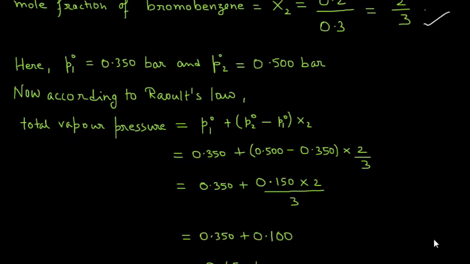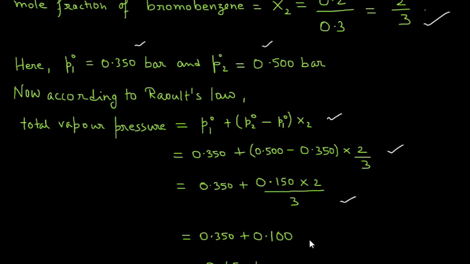Here P1 is equal to 0.35 bar, P2 is equal to 0.5 bar. According to Raoult's law, vapor pressure is equal to P1 plus (P2 minus P1) multiplied by X2, that is 0.35 plus (0.5 minus 0.35) multiplied by 2 by 3.